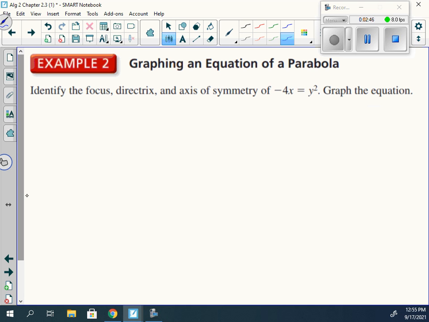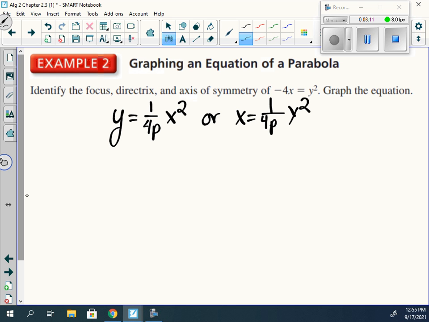Now, let's look at our first equation here. We have negative 4x equals y squared, and we want to identify the focus, directrix, and axis of symmetry. Now, we have one of two general equations. We have x is equal to 1 over 4p times y squared, and y is equal to 1 over 4p times x squared.